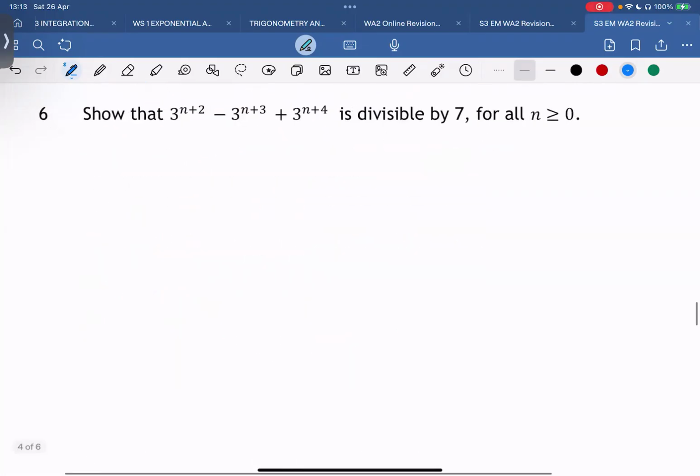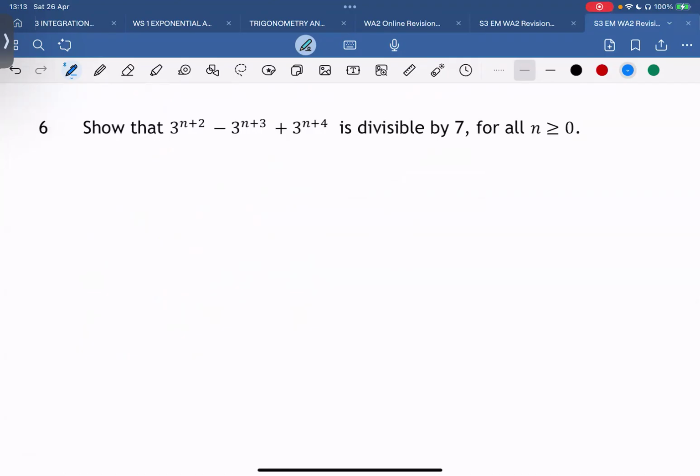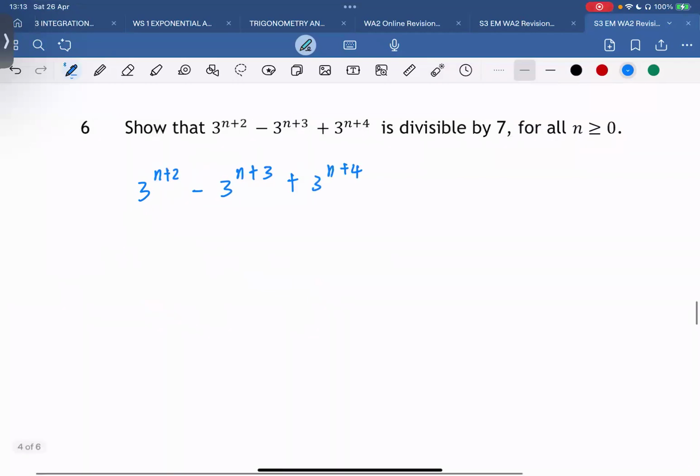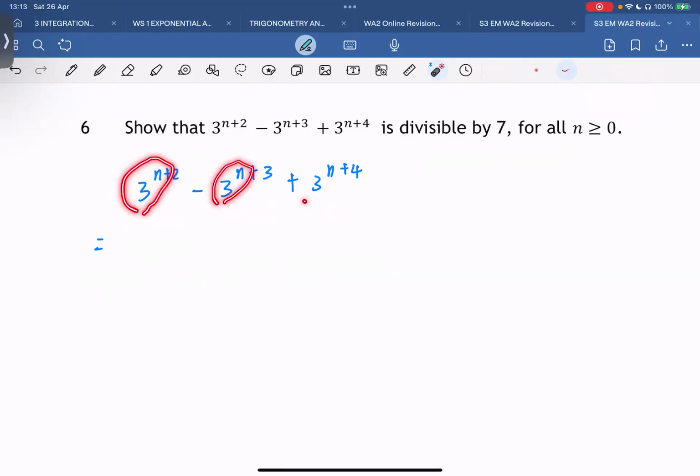Okay, so question 6 will be similar as well. Show that this equation is divisible by 7. That means we need to show that this equation can be expressed as 7 multiplied by something. Okay, so looking at these three terms, their common term will be 3 to the power of n, because every single term has 3 to the power of n. So let's factorize that out.